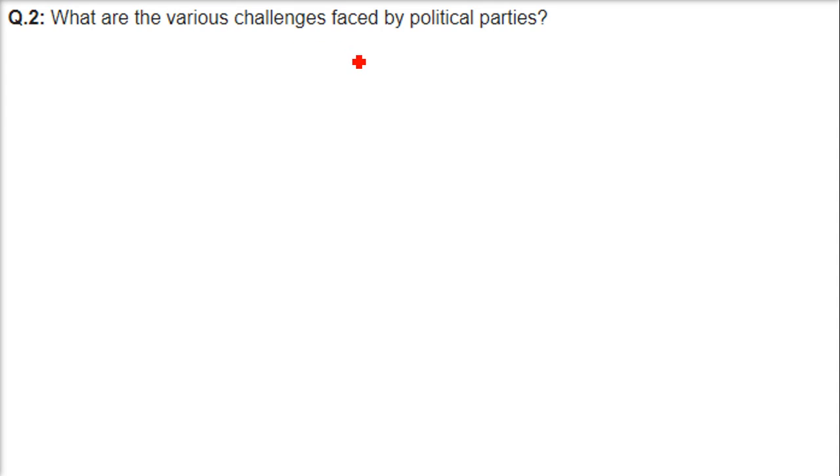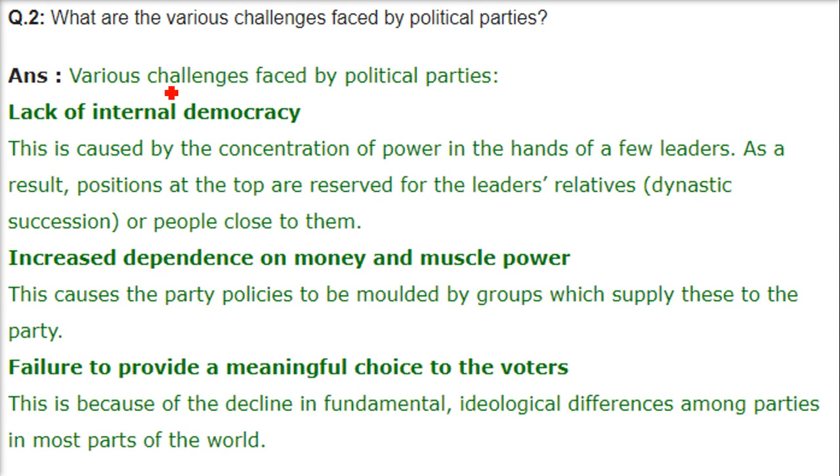What are the various challenges faced by political parties? The various challenges faced by political parties is first the lack of internal democracy, because few leaders only have the power in their hands. So this is caused by the concentration of powers in the hands of few leaders. And because of this, the positions at the top are reserved for these leaders' relatives, that is the dynastic succession, their kids, their nearer and dearer ones, and those close to them.